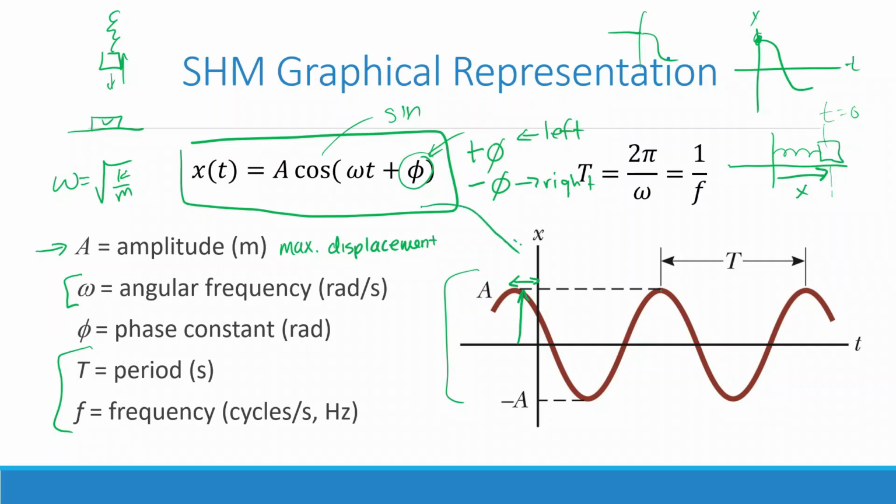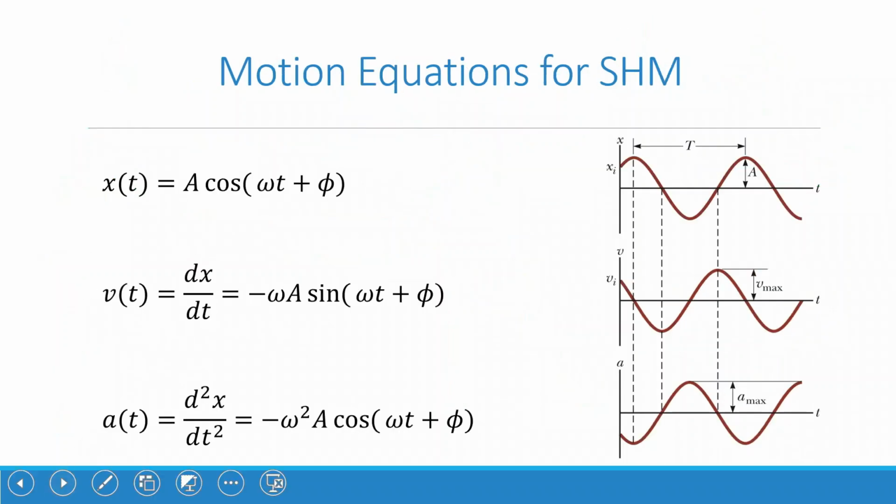So this function right here would describe our simple harmonic motion. All simple harmonic motion can be described by a sine or cosine graph. That's another special case once we have gone through and solved our differential equation. Now, our definition of position is A cosine of omega t plus phi.